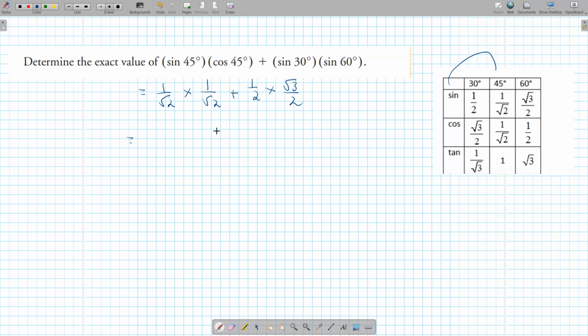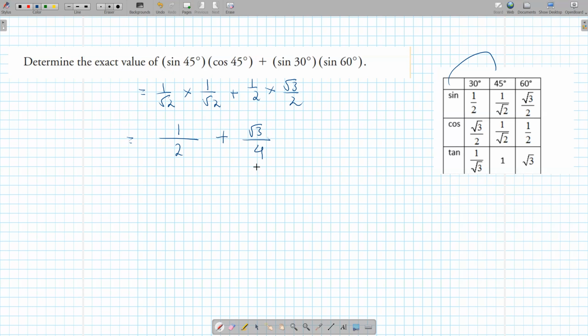No. 1 times 1, again, you just multiply the numerator with the numerator. 1 times 1 is a 1, right? What's root 2 times root 2 in the denominator? Root 4. Yeah, which is just a 2, right? So 1 over root 2 times 1 over root 2 is just 1 over 2. You understand? Plus, again, here we just multiply the numerator with the numerator. 1 times root 3 is just root 3. 2 times 2 is a 4, right?